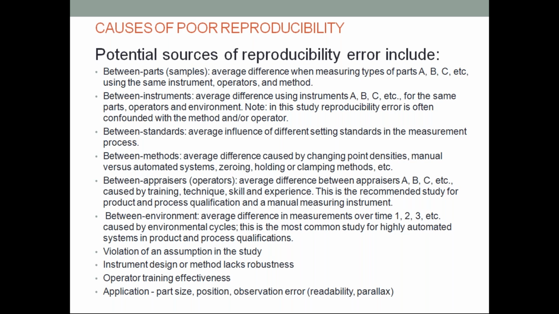Between environment, did you do one during the day and one at night, and it was hotter during the day and cooler at night? Any violation of assumptions in the study, instrument design, operator training effectiveness is key. When you gave them the gauge, did you show them how to use it? Or are they on their own devices to figure out how to use it, and they come up with different ways, causing reproducibility error? And then again, are they having difficulties handling the part?